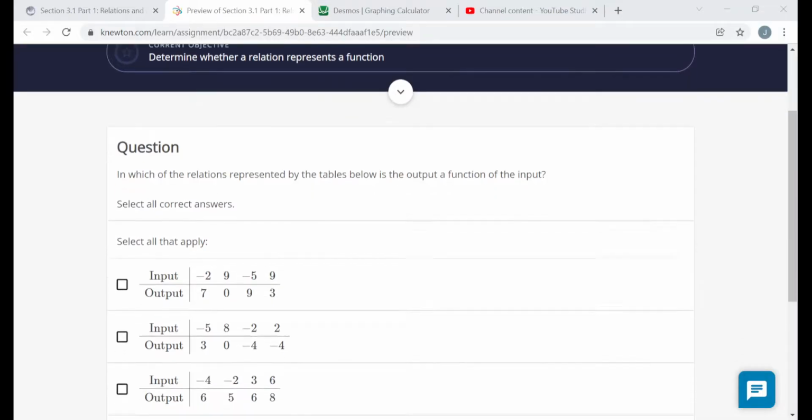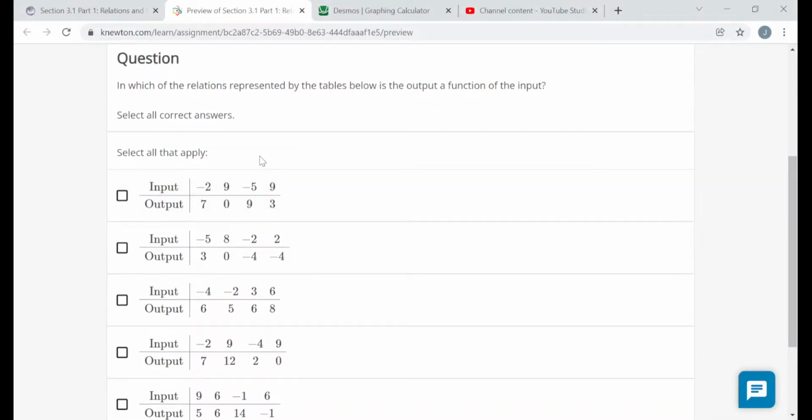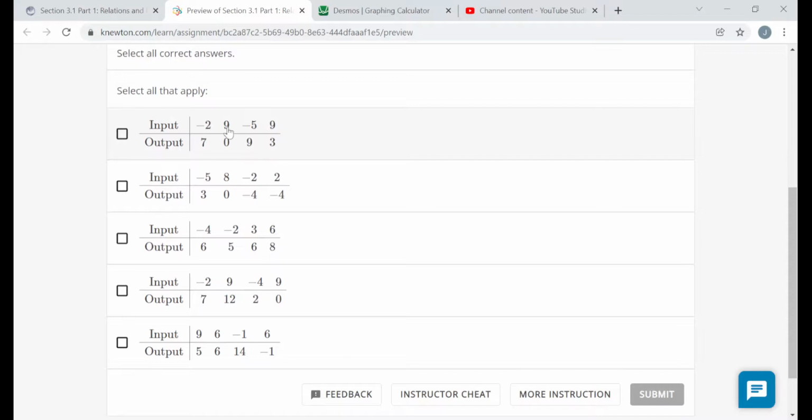So back here, looking at the input and output elements, look at this first one. You see how the input of 9 shows up twice? So input element 9 corresponds to two different output elements. That's not going to happen in a function. 9 maps to 0 and to 3.